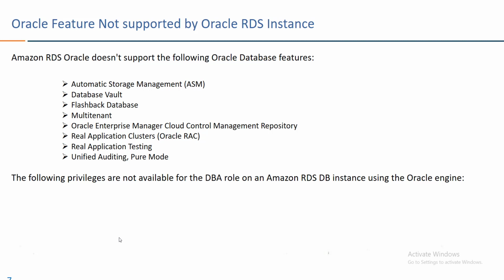The following privileges are not available for the DBA role in an Amazon RDS DB instance using the Oracle engine. That's the reason I told you the admin master user has some limitations for the DBA role also. You can't use alter database, alter system, create any directory, drop any directory, grant any privilege, or grant any role. These privileges don't work with an admin user.